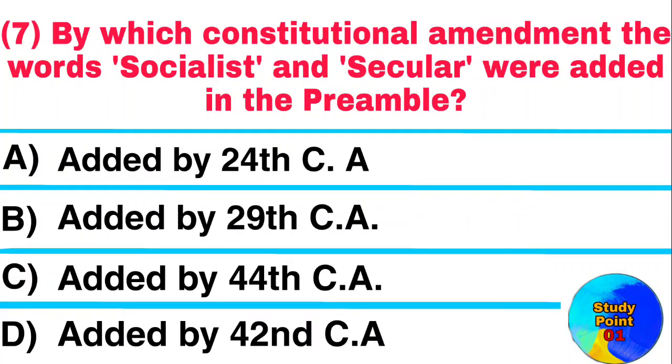Question. By which constitutional amendment the words socialist and secular were added in the preamble? A. Added by 24th CA. B. Added by 29th CA. C. Added by 44th CA. D. Added by 42nd CA. Answer. Added by 42nd CA.